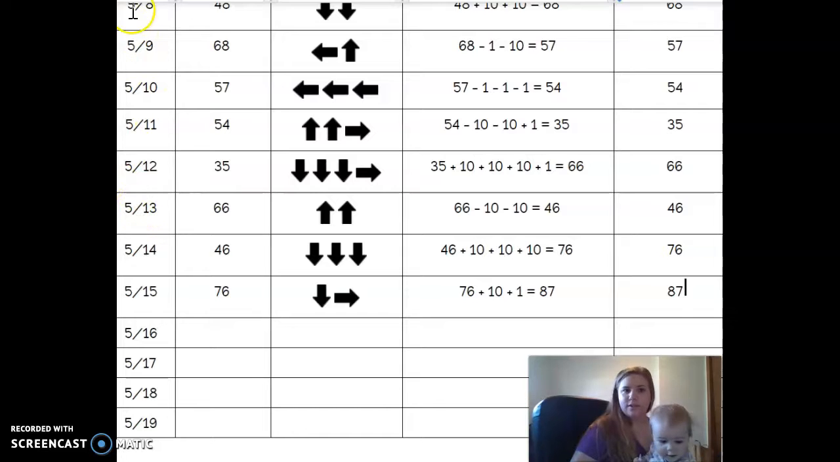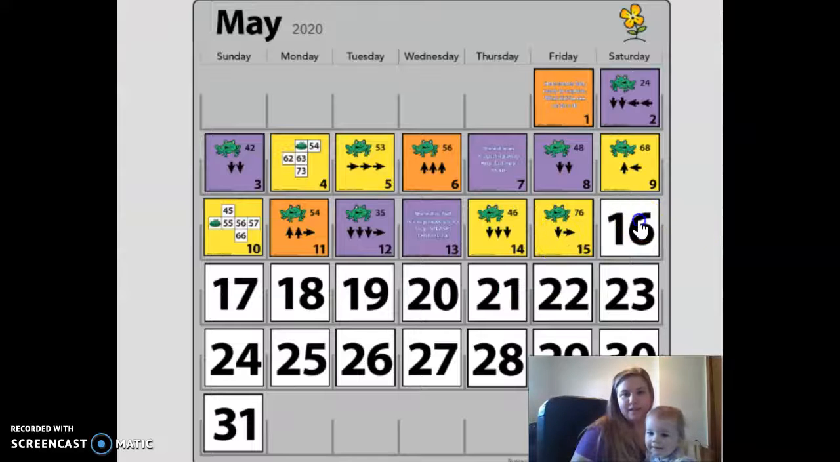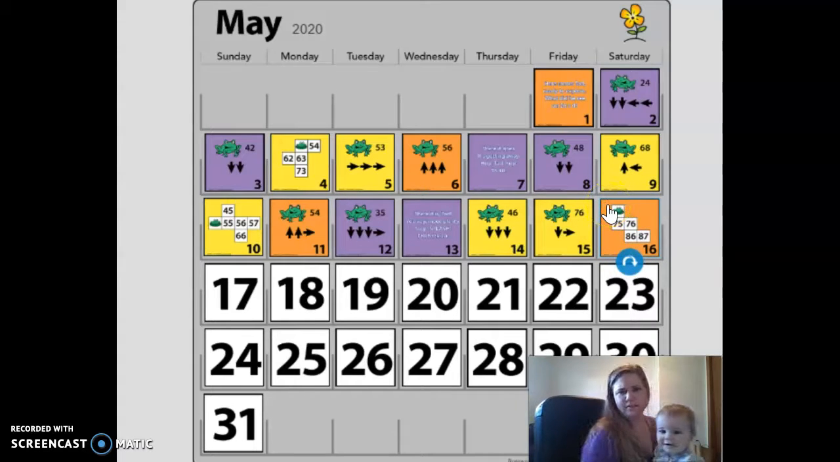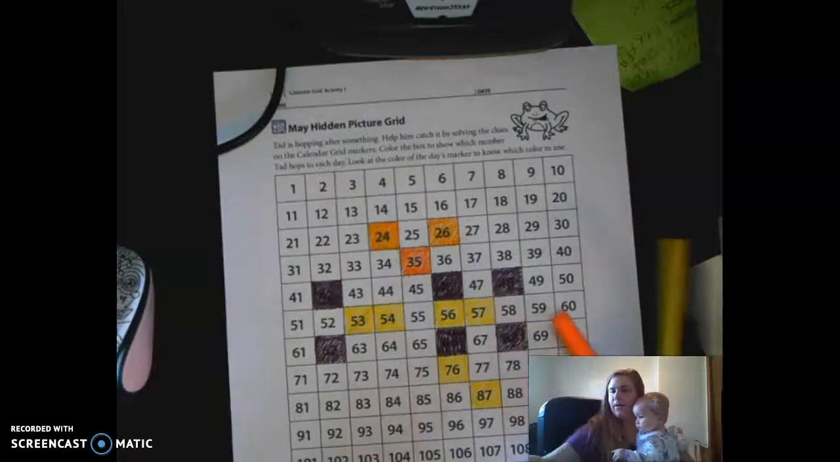Let's do tomorrow's also. Tomorrow is May 16th, 2020. It's Saturday. We have an orange, and we have to get to this number. This number is right above 75. What number is that? 65, right. So we have to start on 87 and work our way to 65. Let's see, we have to go over 1, up 1, over 1, up 1. Okay, so let's go and put an orange color on 65.